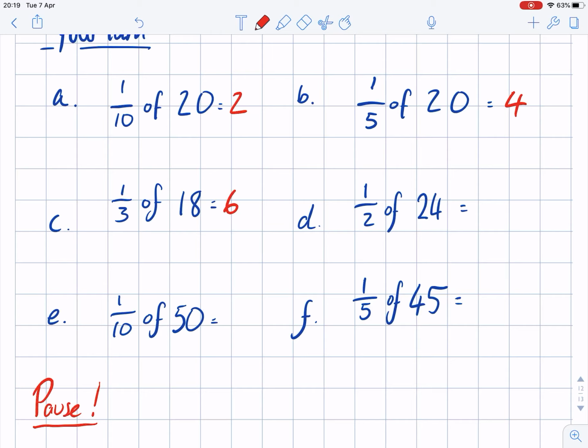6. D, next one, 1/2 of 24. You could have just halved 24 or said how many 2s are there in 24. Both answers give you 12. 1/10 of 50 would be 5. And 1/5 of 45. How many 5s go into 45? It's 9. So if you got all those right, fantastic. You worked out today fractions of amounts. Really well done. And I look forward to seeing you tomorrow.